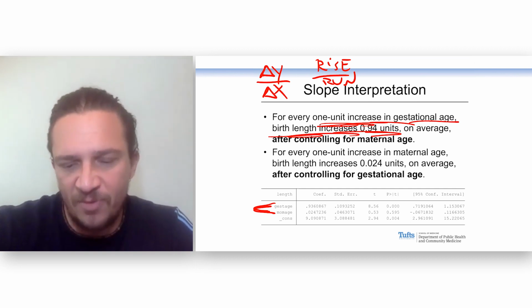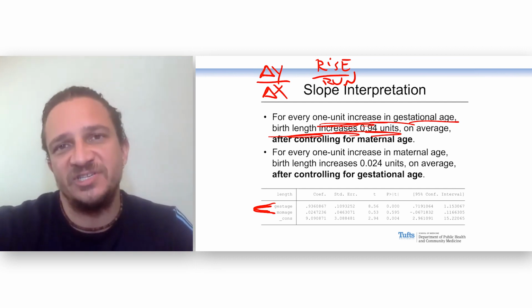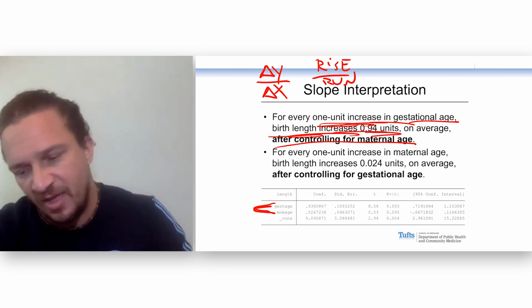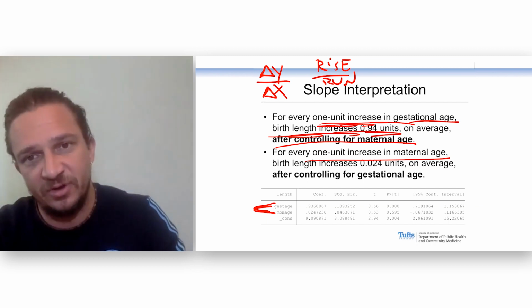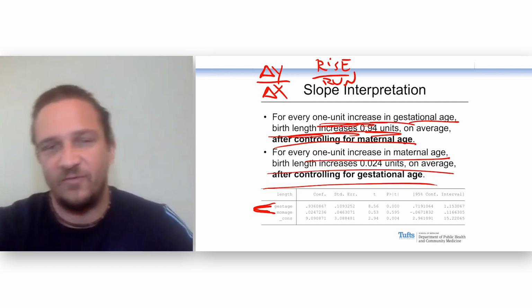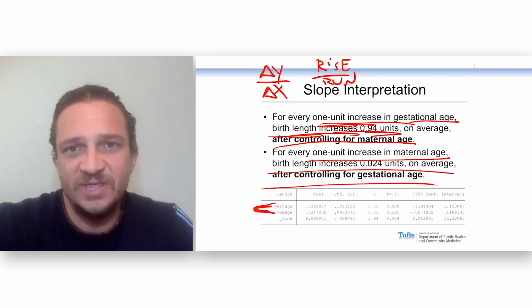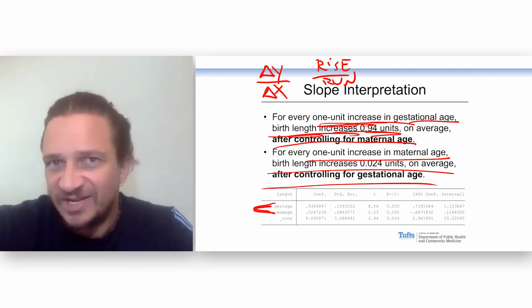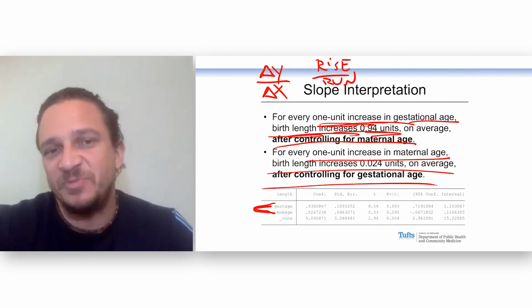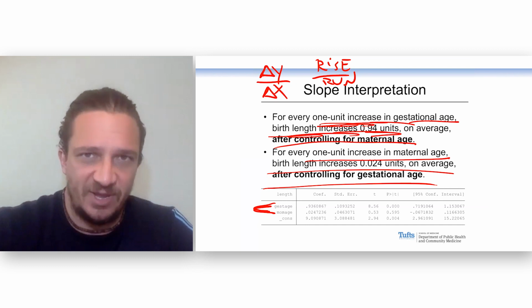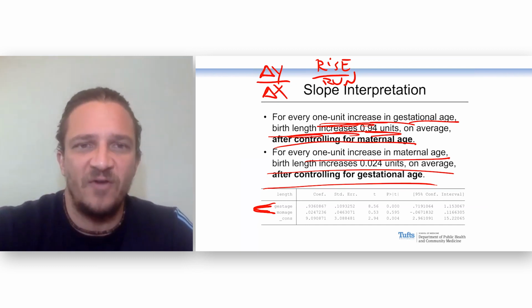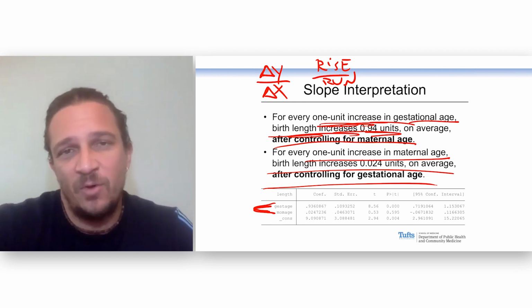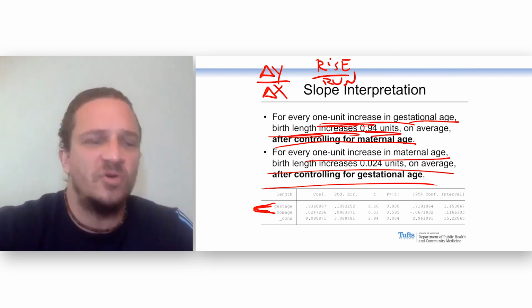So we can interpret this output in one of two ways. For every 1 unit increase in gestational age, how does it change after controlling for maternal age? Or for every 1 unit increase in maternal age, how does it change after controlling for gestational age? Which one of these is right? Well, they're both right, but they answer different research questions. One research question is, how does maternal age affect the size of a baby? And I want to control for this important confounder known as gestational age. The other research question is, how does gestational age affect the size of the baby? And I want to control for the potential confounder of maternal age.